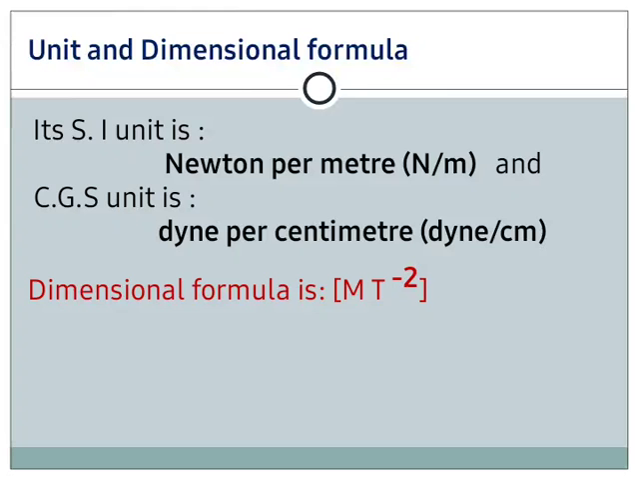What is its unit and dimensional formula? Its SI unit is Newton per meter and CGS unit is Dyne per centimeter. Its dimensional formula is M T raised to minus 2.